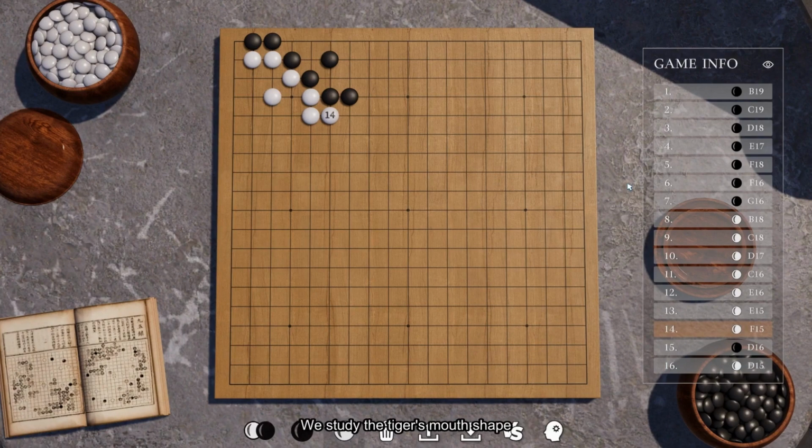We study the tiger's mouth shape in order to remind everyone to be aware of danger. After a stone is placed there, it will be captured by the opponent immediately. So when we play, we should avoid placing our stones into the opponent's tiger's mouth. That is all for this lesson.